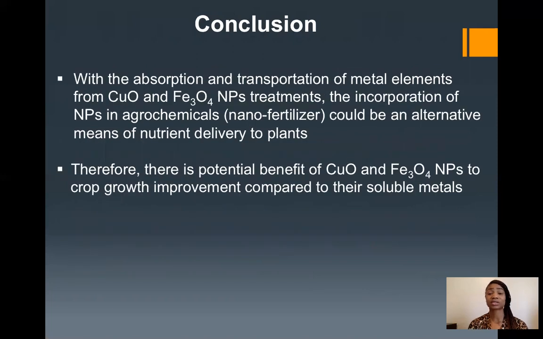With the absorption and transportation of metal elements from the copper and iron 3 oxide nanoparticle treatments, the incorporation of nanoparticles in agrochemicals could be an alternative means of nutrient delivery to plants. Therefore, there is potential benefit of copper oxide and iron 3 oxide nanoparticle to crop growth improvement compared to the soluble metal.